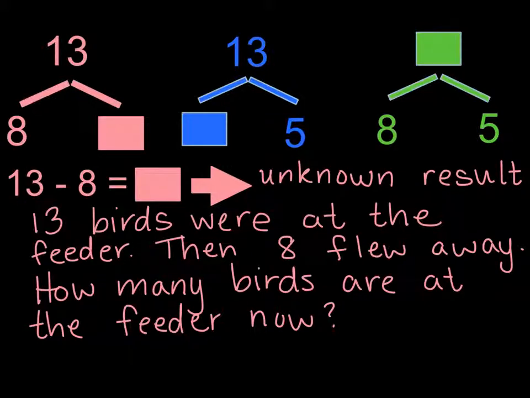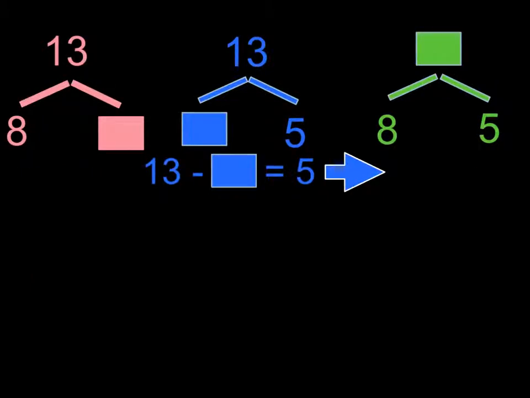There were 13 birds to begin with. 8 flew away. The unknown partner, the mystery number, or the unknown result is what the question is asking for. How many birds are at the feeder now? The second kind of change minus story problems is unknown change.